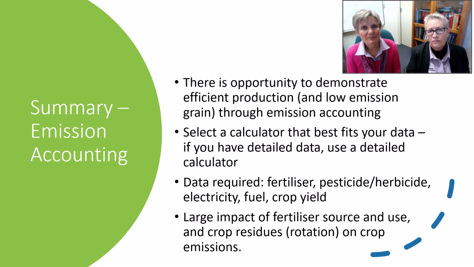So in summary, emissions accounting can demonstrate efficient production and potentially low emission grain production. Select a calculator that best fits your needs. The data required includes fertilizer, pesticide, electricity and fuel use, and crop yield. The amount and type of fertilizers used has a large impact on broadacre emissions.